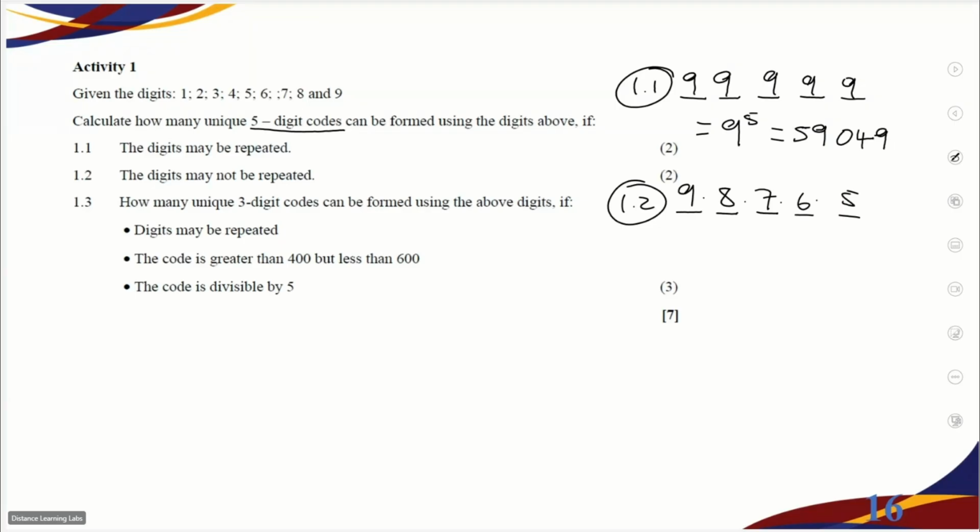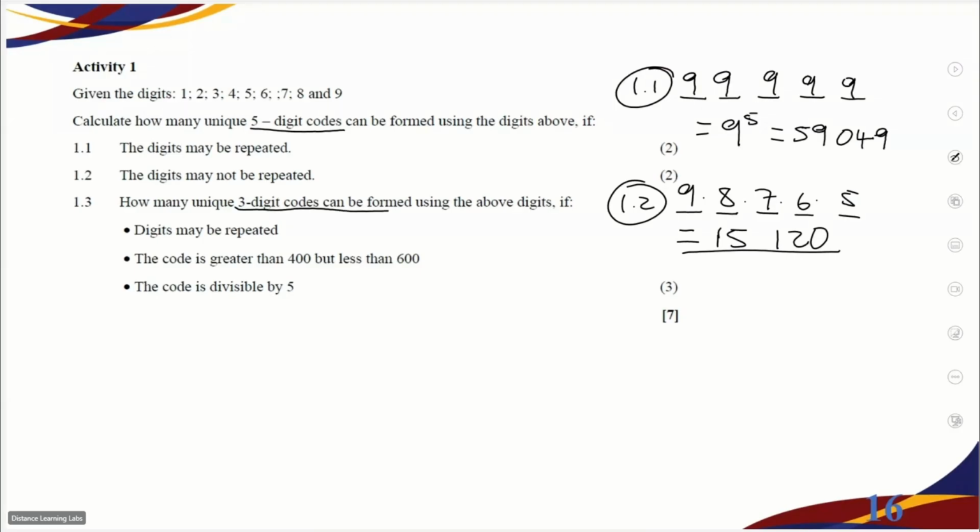9 multiplied by 8, multiplied by 7, multiplied by 6, multiplied by 5. When you punch it in the calculator, it would give us 15,120, meaning the number of codes that can be created there are 15,120. The third question, calculate how many 3-digit codes can be formed.